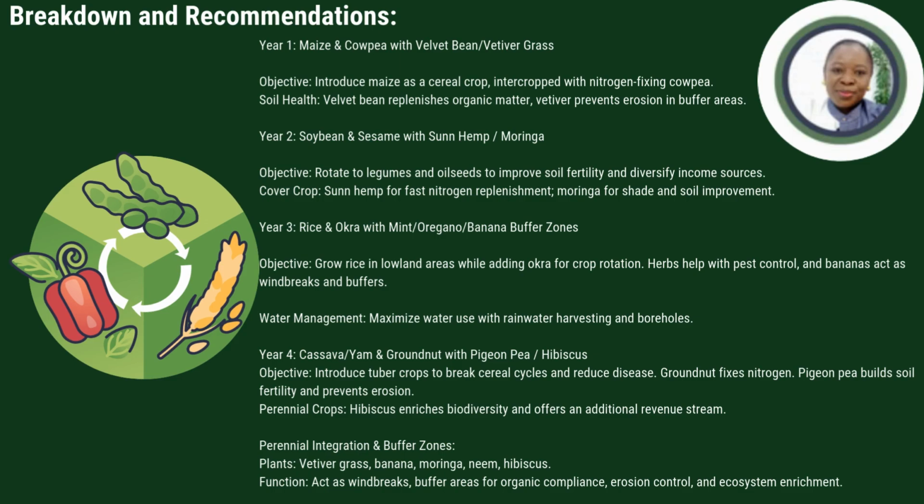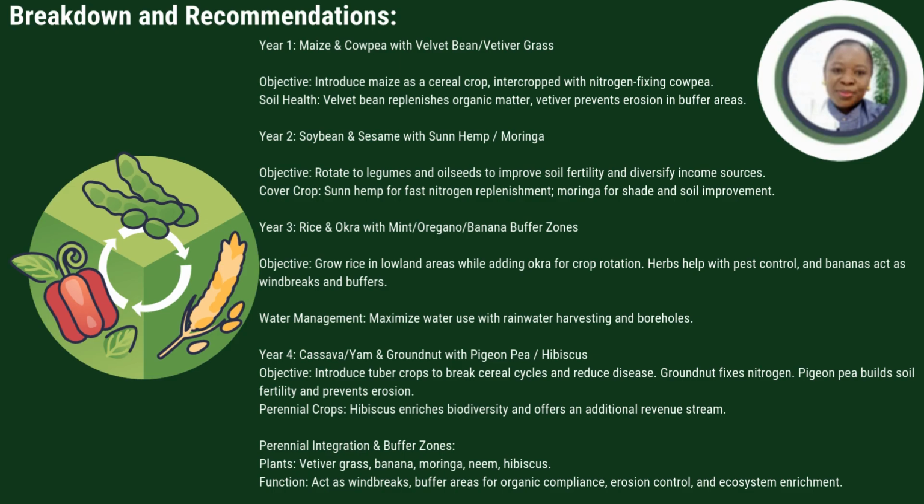In the fourth year, cassava and yam was our main crop. Groundnut with pigeon pea and hibiscus were the other crops on the farm. The objective was to introduce tuber crops to break cereal cycles and reduce disease. Groundnut fixes nitrogen, pigeon pea builds soil fertility and prevents erosion. Perennial crops: hibiscus enriches biodiversity and offers an additional revenue stream for the farmer.